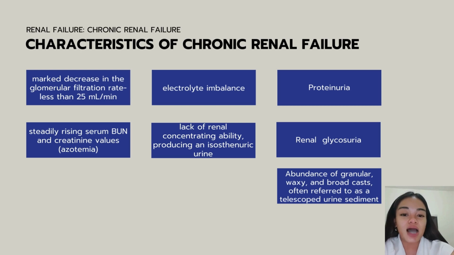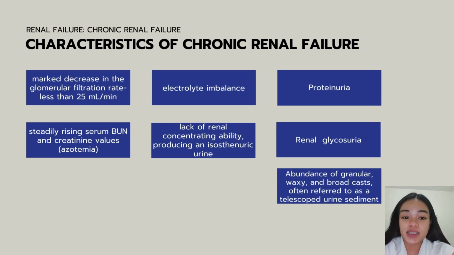Fourth is lack of renal concentrating ability, producing isosthenuric urine. Along with loss of sodium in urine, water reabsorption is also reduced. The kidney cannot concentrate urine due to increased urination, so isosthenuric urine is the result. And then we also have proteinuria and renal glycosuria.